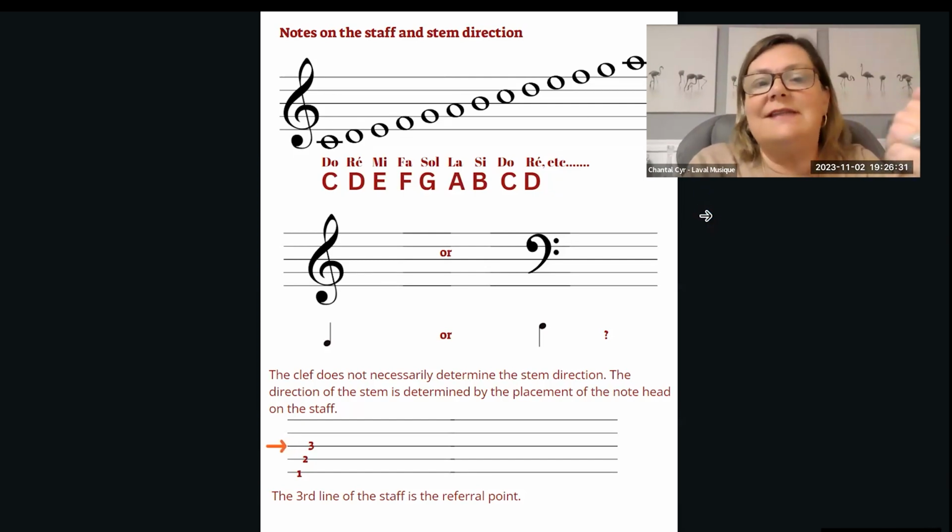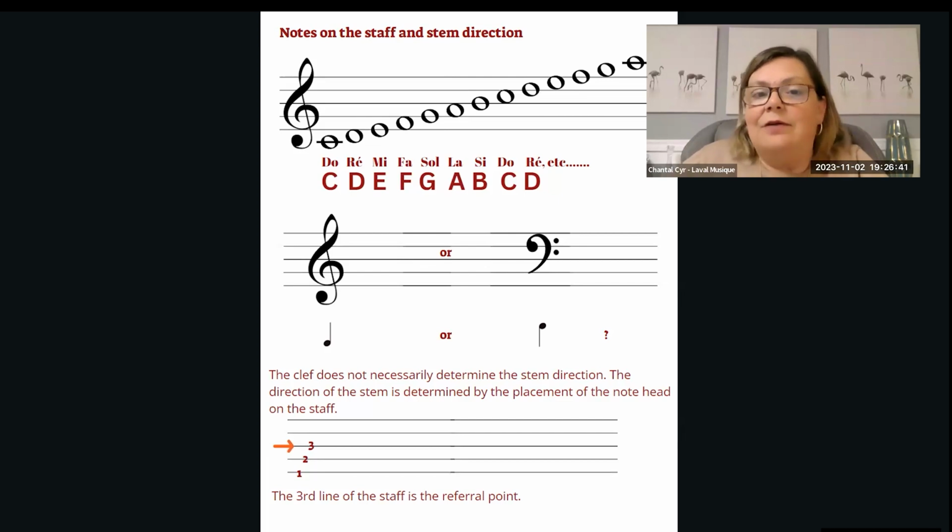So notes on the staff and stem direction. Last class we worked on the notes in the staff, and we were able to determine their names and how to figure out their names. We will review that a little bit later on in class, but what I want to focus on right now is the stems, the direction of the stems. So if you look here, I've got the notes going up. These are all whole notes. They don't have stems, so it doesn't really matter what you do, as long as you're putting them on there, that's fine.